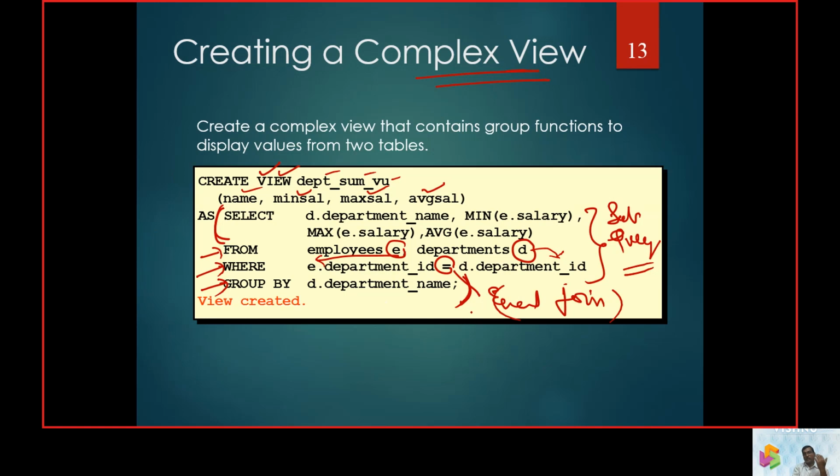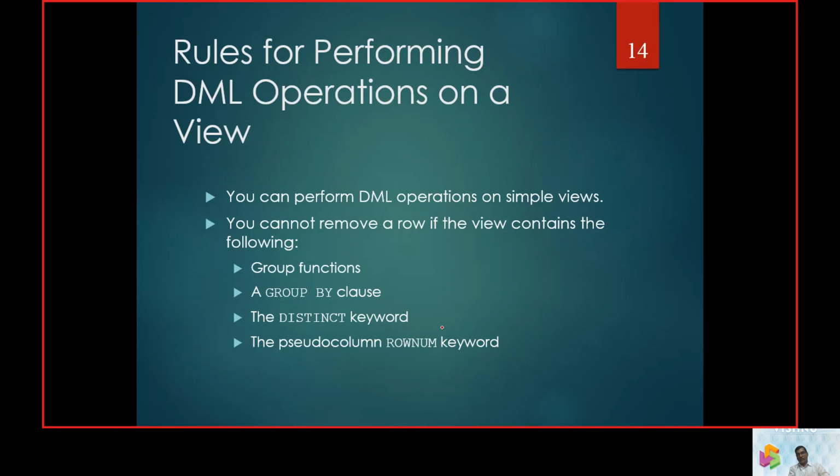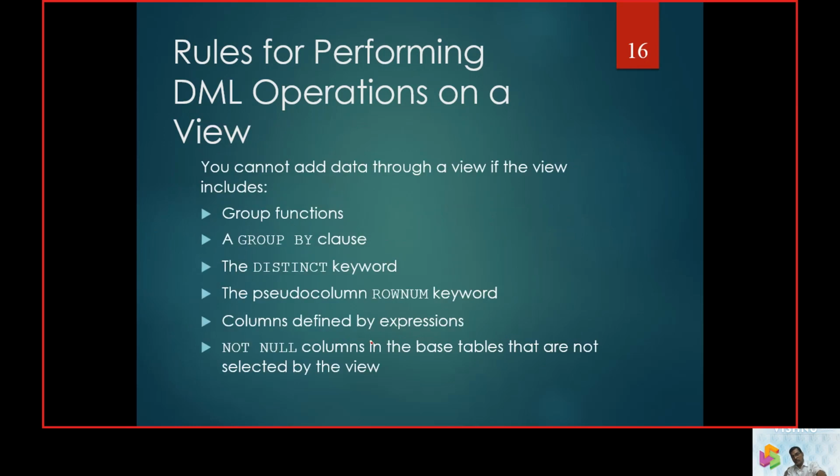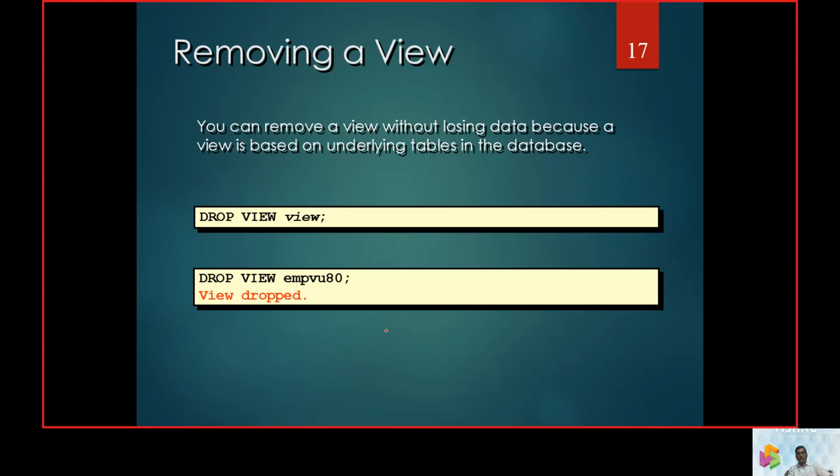So we take up name, minimum salary, maximum salary and the average, etc. There are a few conditions, the rules for data manipulation operations on a view, that have to be met. You have to remove from a row the group functions, a GROUP BY clause, a DISTINCT clause, or a pseudo row number. So these constructs are not going to be allowed when we are working with this view.